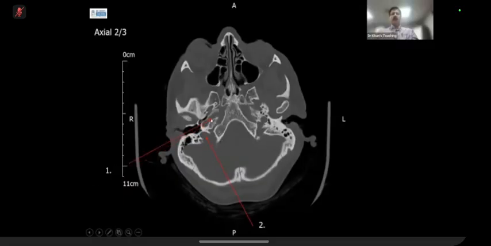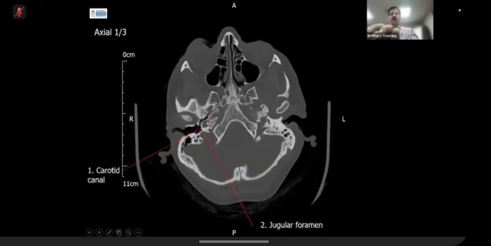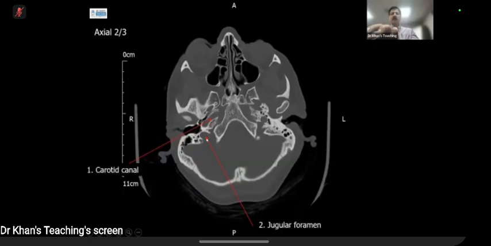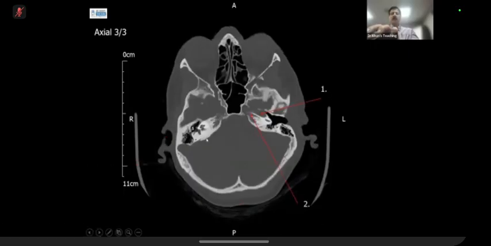And now, same thing here, next slice, you can see here, this was the vertical portion and then it has turned into the horizontal portion, and the jugular foramen is still visible here. Now, candidate 1, what is this?